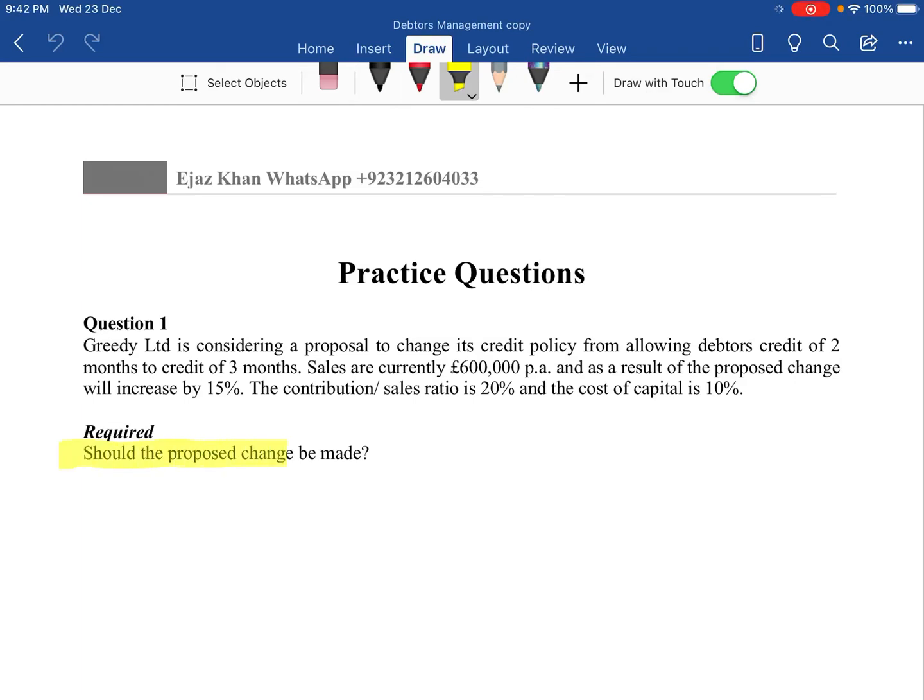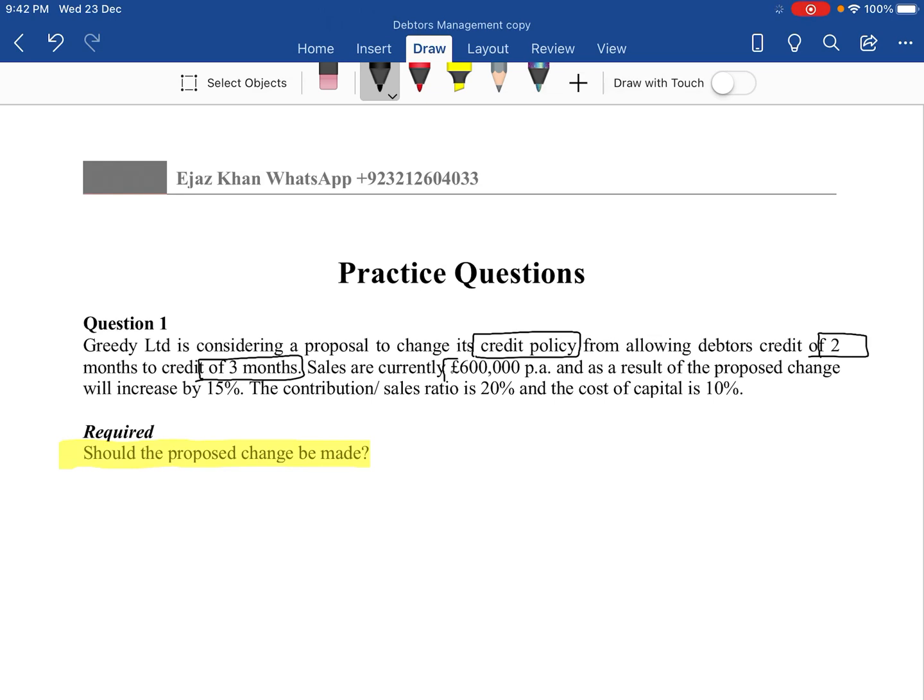Should the proposed change be made? Now, this is what we are supposed to be calculating in this question. Now, we need to look at the change that they are talking about. Greedy Limited is considering a proposal to change its credit policy, from allowing debtors credit of 2 months to credit of 3 months. So it's planning to extend its credit period from 2 to 3 months.